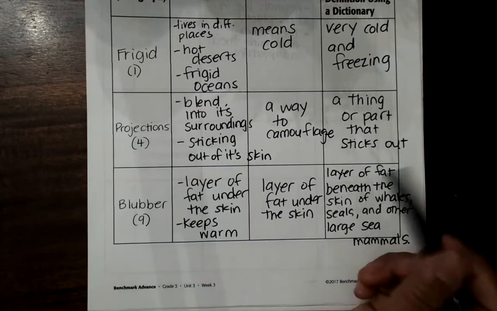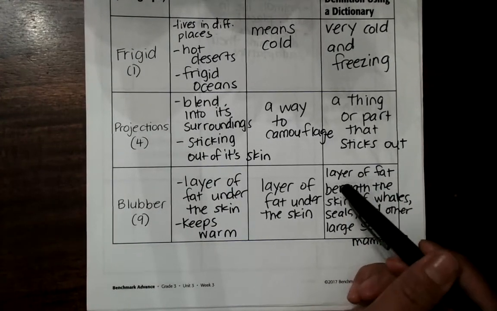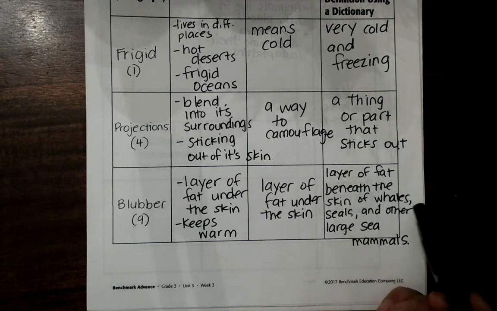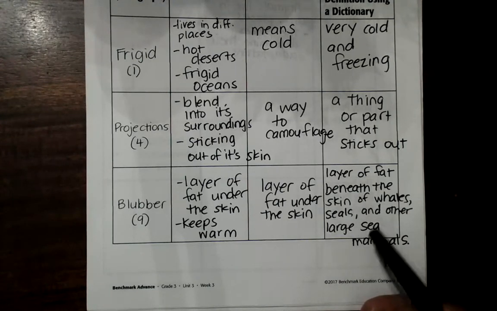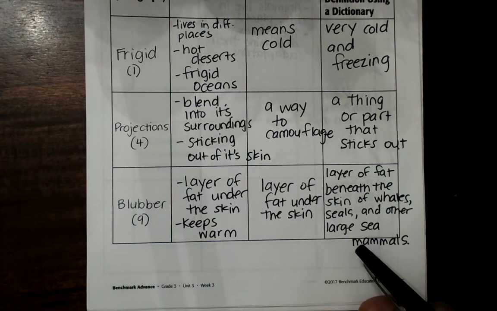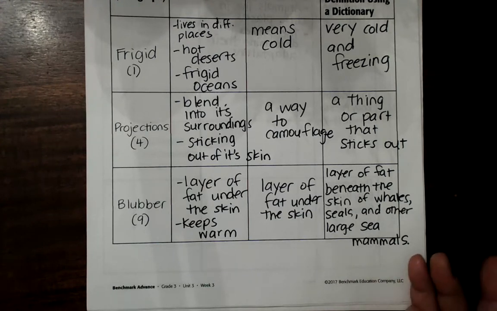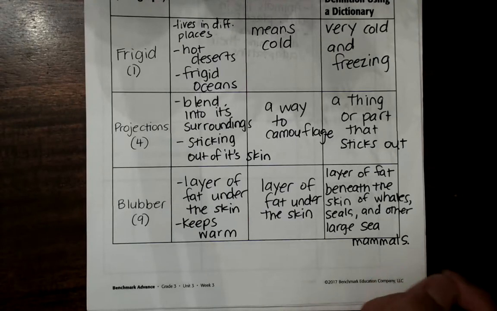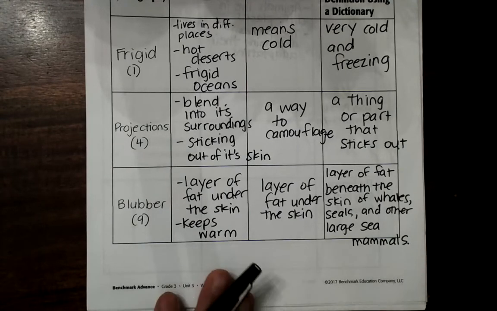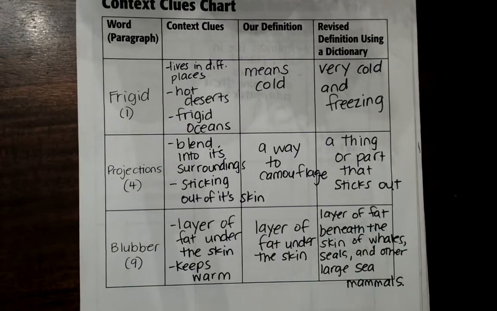And when I looked it up online, it said that blubber is a layer of fat beneath the skin of whales, seals, and other large sea mammals. Now, a penguin is not a mammal, it's actually a bird. But because it lives in that really cold, frigid ocean, in Antarctica, that's where all the penguins live, they need that extra layer of blubber or fat to keep them warm. So, boys and girls, if you have not copied this into your lesson 6 chart, go ahead and do so right now.